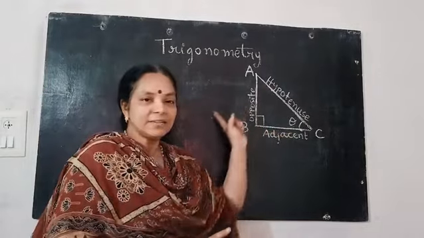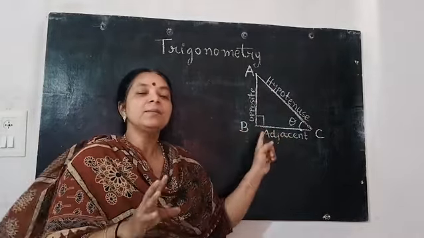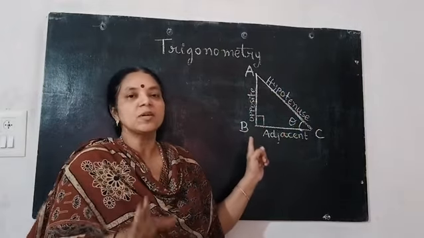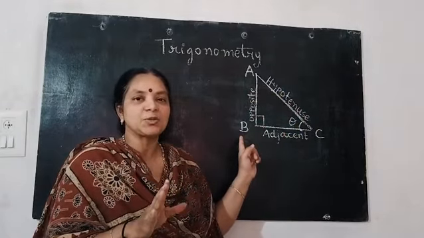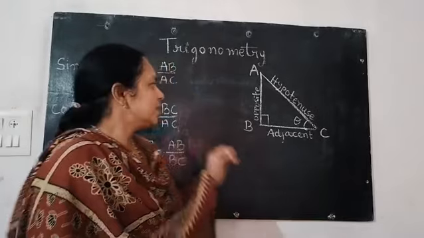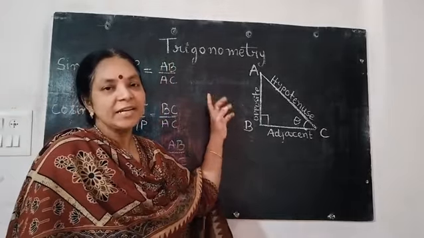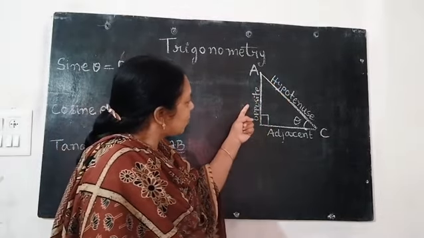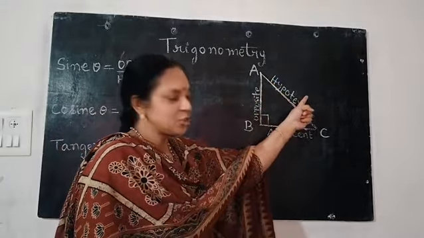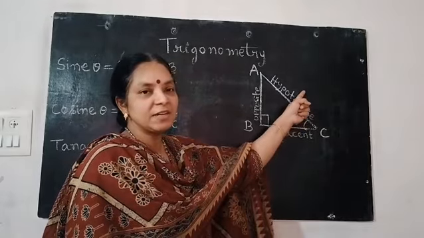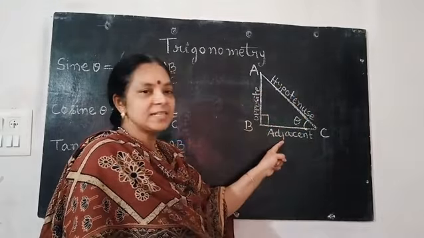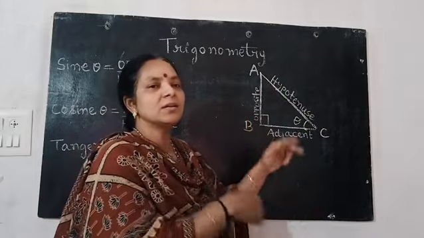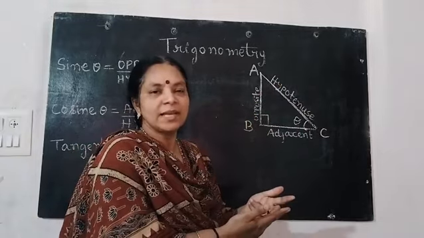As there are three sides, there will be 6 different ratios. So let us discuss all the 6 ratios and how they are formed. Opposite by hypotenuse is one ratio, adjacent by hypotenuse is one ratio, opposite by adjacent is one ratio, and the reciprocals can also be considered.